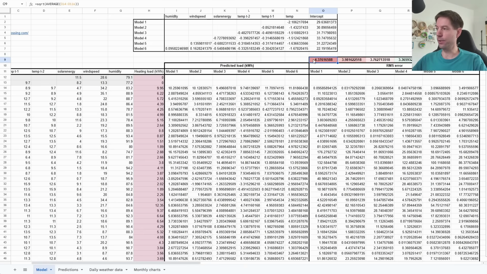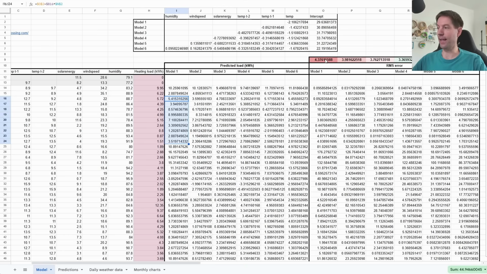And the idea is that you're trying to get this value as low as possible, because this value indicates a sort of typical error on each given day. And the value here is 4.376 kilowatt hours. So that means typically on each day, the model is roughly 4.376 kilowatt hours out.